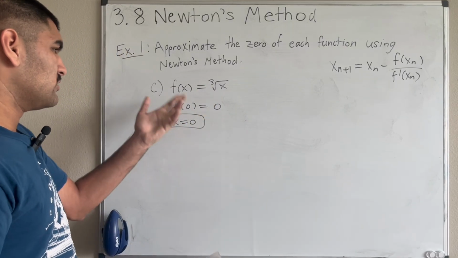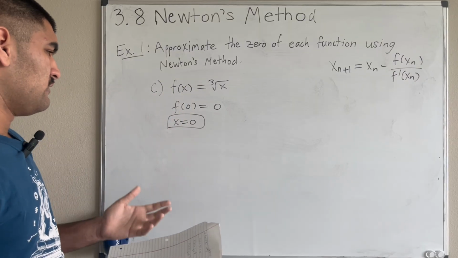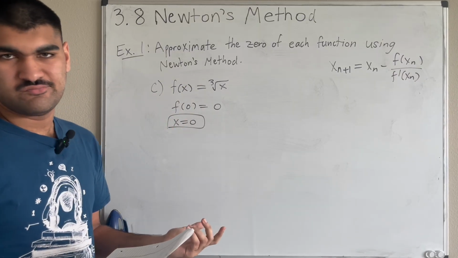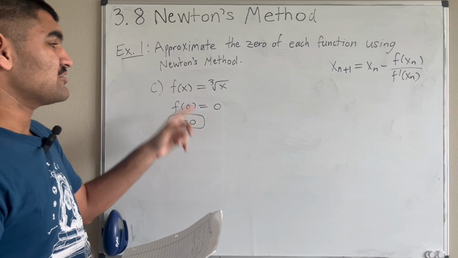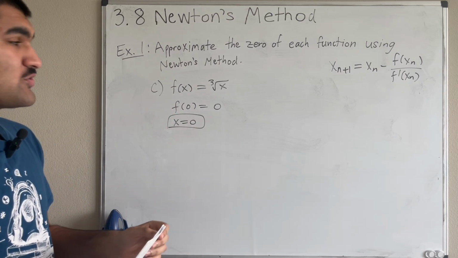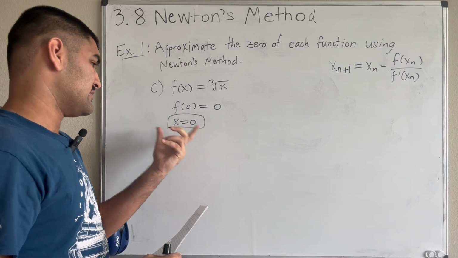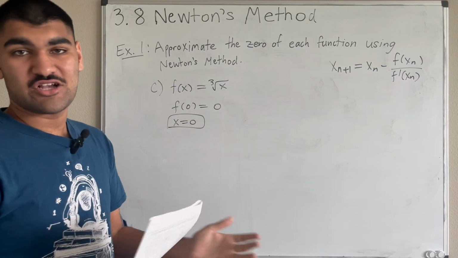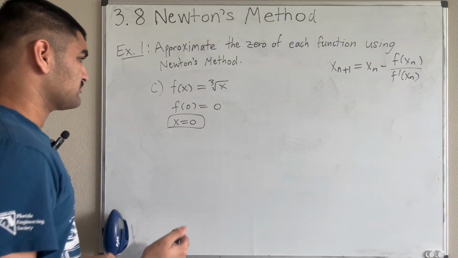So then why would I include this problem in Newton's method if you could just solve it algebraically? Because Newton's method actually fails for this problem. Algebraically, we know that the solution is x equals 0, but Newton's method actually fails. And let's see why that is.